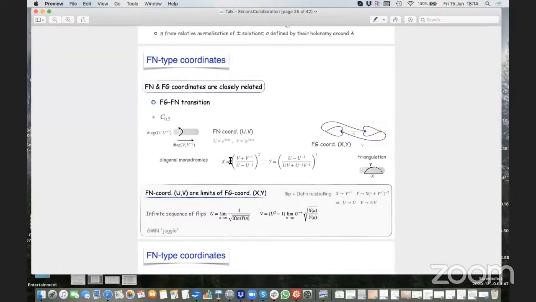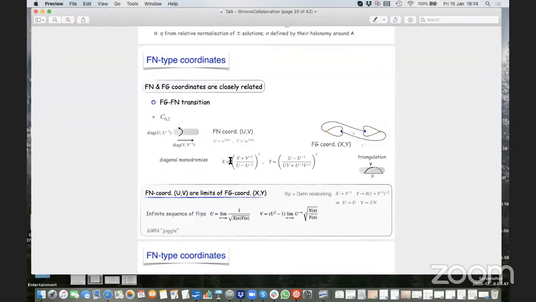to relate the coordinates. If you think about Fei Yan's talk, she was talking about these line defects, and if you look at their expectation values, you can expand those. You typically have a finite Laurent expansion in terms of Fock-Goncharov coordinates with integer coefficients, the framed BPS.